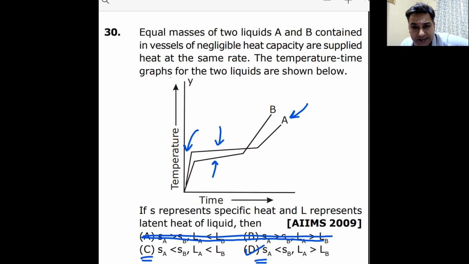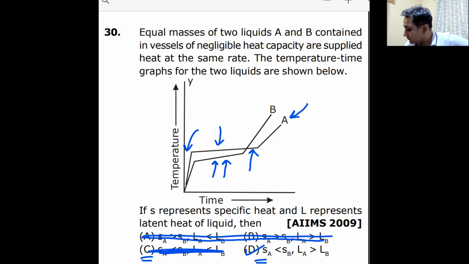Now we only have to see latent heats. If you can see, the latent heat of A is more than the latent heat of B. So option C goes away. The only correct option is option D. Specific heat of A is less than specific heat of B. Latent heat of A is more than latent heat of B. Do we understand this? If you have done this question correctly, then I must congratulate you that you have redeemed yourself.